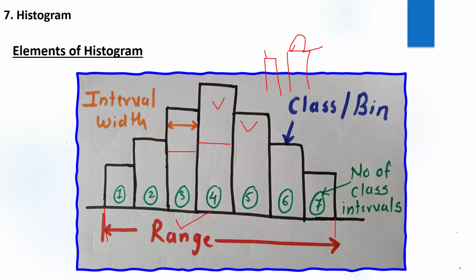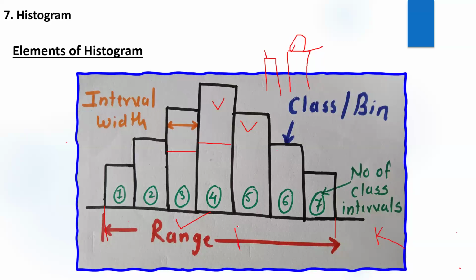Okay. So elements of histogram is clear. Sir, this interval width for 1 to 7, all are equal, sir? Yes, all are always equal. Okay, there is a formula. I will let you know what that formula is. But normally there are 4 elements. Range is clear. Class or bin. This is called class or bin. These are 1, 2, 3, 4, 5, 6, 7. 7 is the number of class intervals, that is denoted by K. It is always denoted by the letter K. I will explain in the upcoming slide.